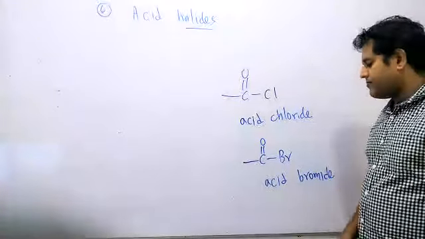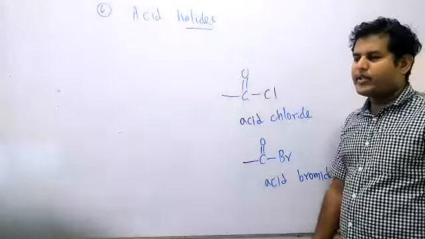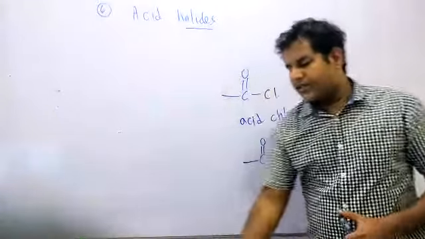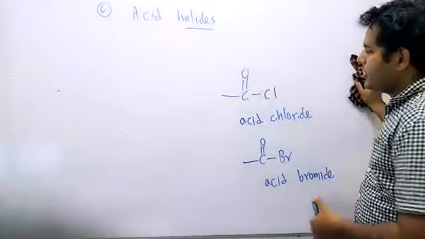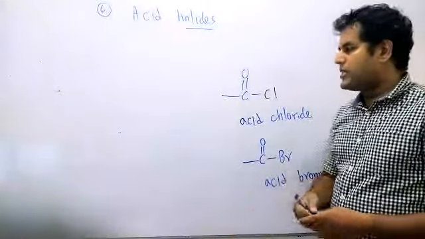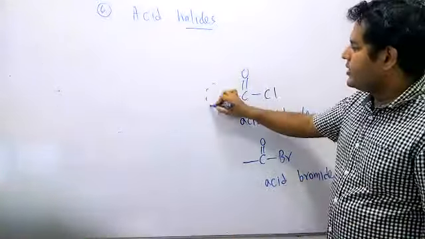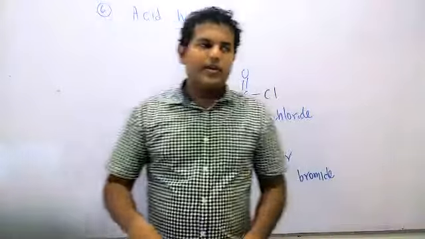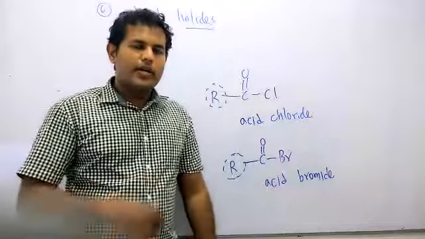Acid iodide and acid fluoride are not available, and we are not discussing them. So acid chlorides and acid bromides are discussed. What we have to place here is generally an R group. In some cases, instead of an R group, we can use hydrogen also, but only in some cases.